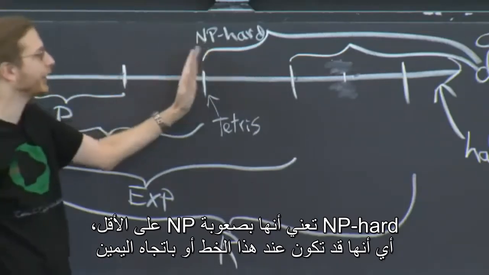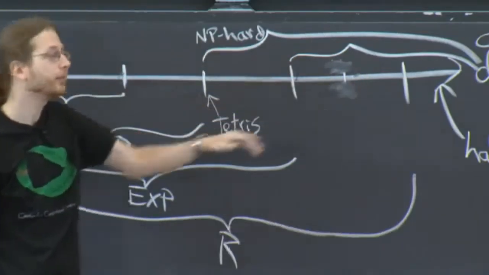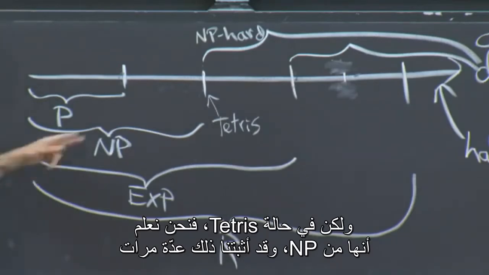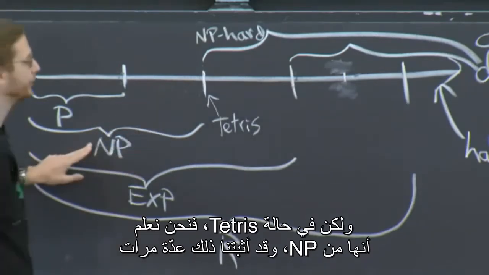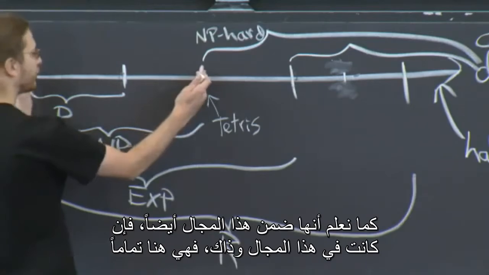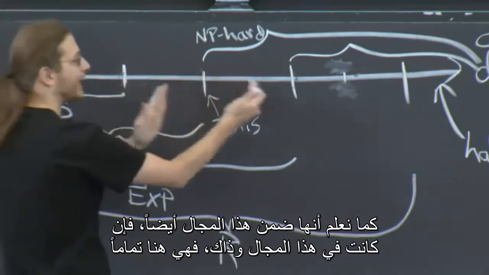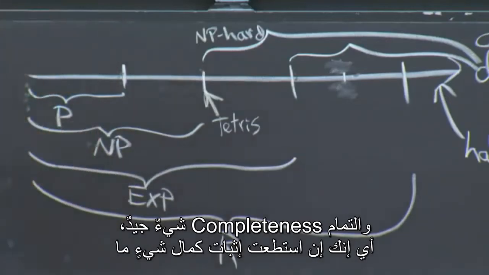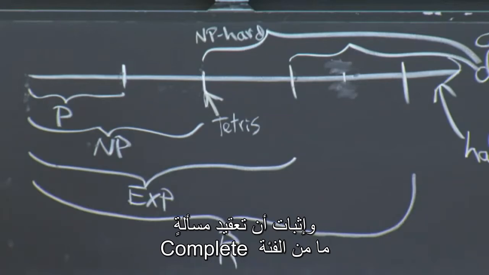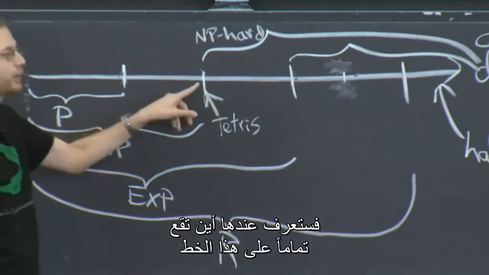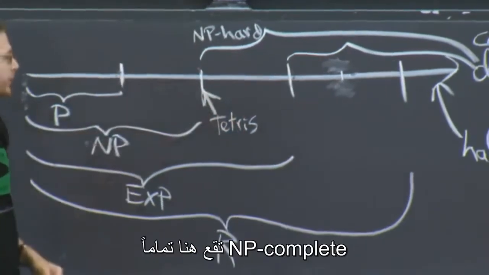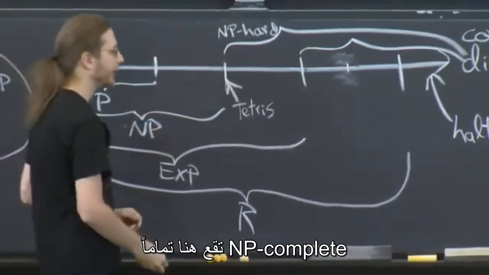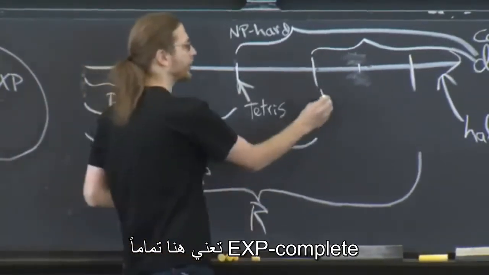That means it might be at this line, or it might be to the right. But in the case of Tetris, we know that it's in NP. We proved that a couple of times. And so we know that Tetris is also in this range. And so if it's in this range and in this range, it's got to be right here. Completeness is nice. So if you can prove a problem is complete for some complexity class, then you know exactly where it falls on this line. Okay, NP complete means right here. EXP complete means right here.